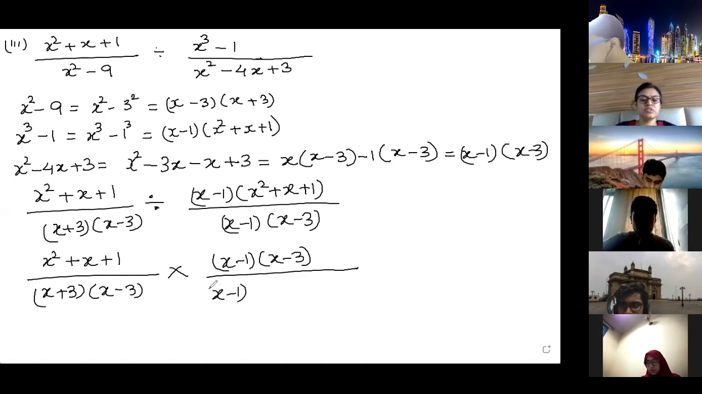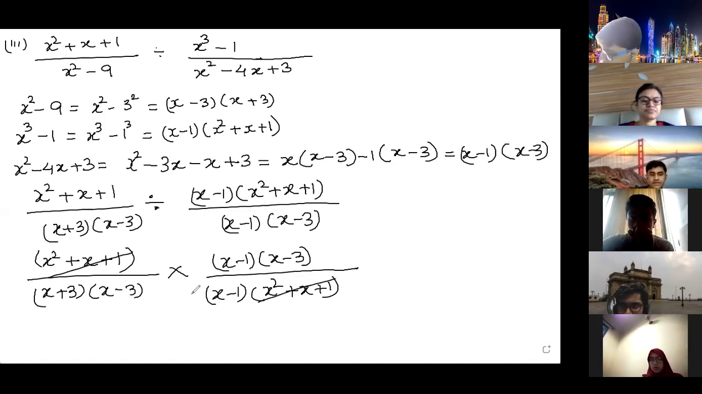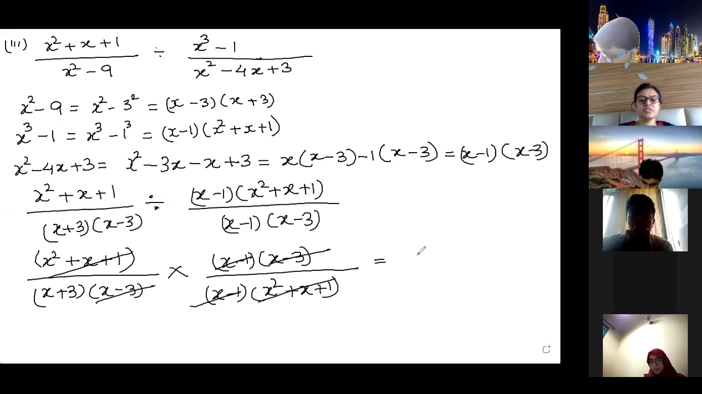And now you can cancel things. What can we cancel over here? We can cancel x square plus x plus 1, this and this. x minus 1 and x plus 3. x minus 1, x minus 3. Answer is 1 upon x minus 3. So this is the answer.